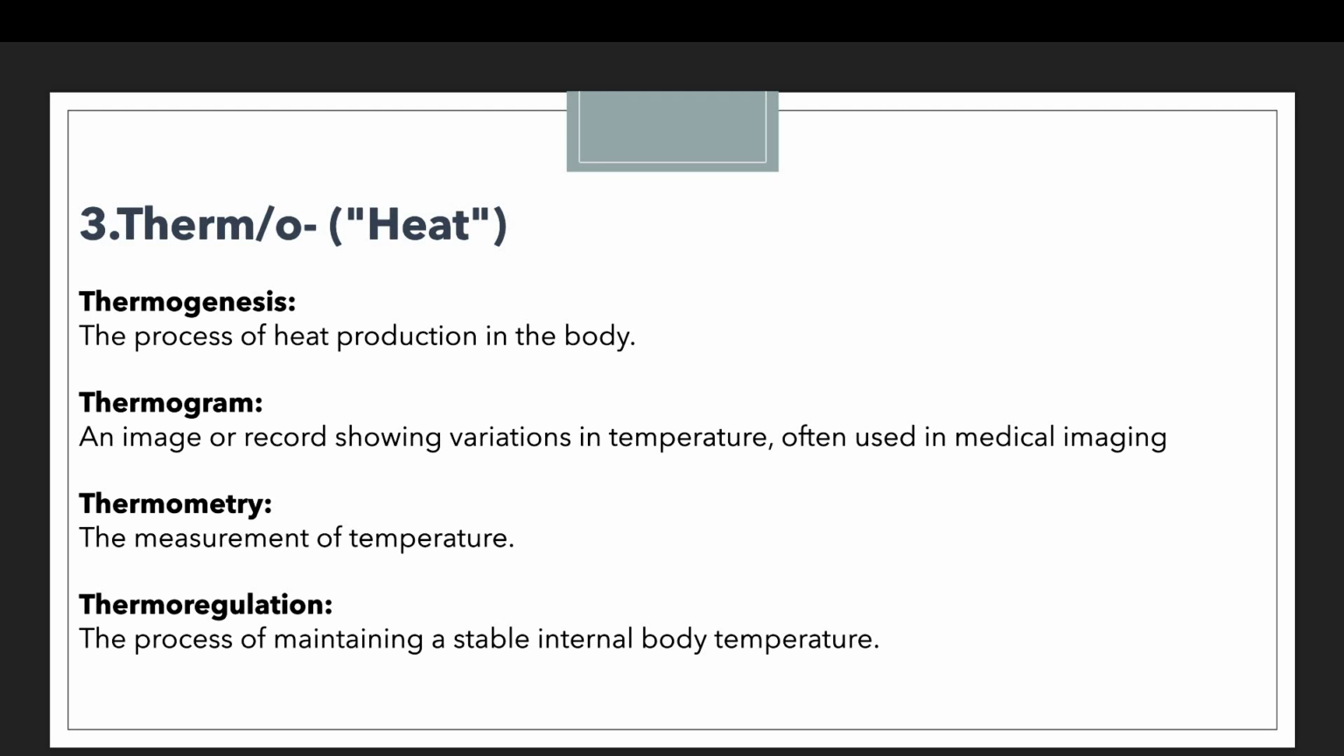Likewise, we have another example which is thermometry. Now what is thermometry? The measurement of temperature. It is quite simple. Thermometry means measurement of temperature, which is again related to heat. Then we have thermoregulation. What is thermoregulation? The process of maintaining a stable internal body temperature is known as thermoregulation. Got it? Now if you walk through all these examples again, you will find there is only one common thing, which is heat, which is denoted with the help of the prefix thermo.